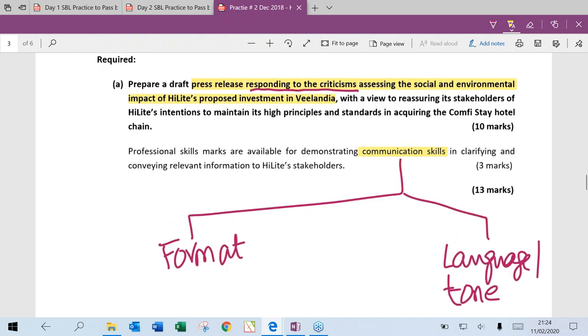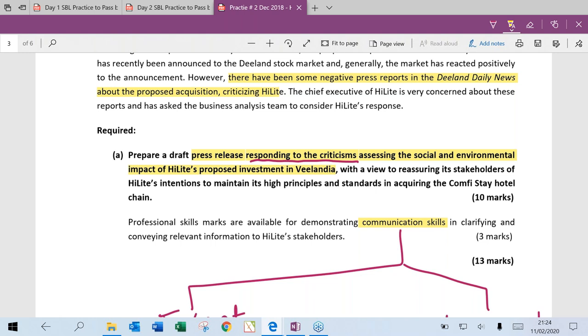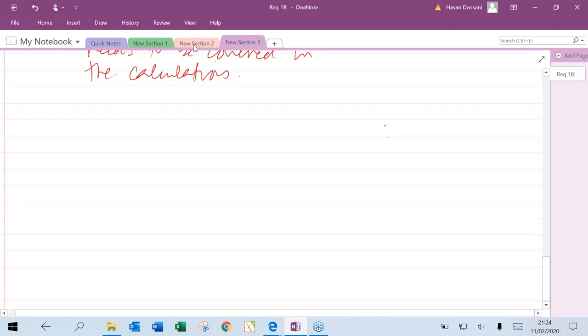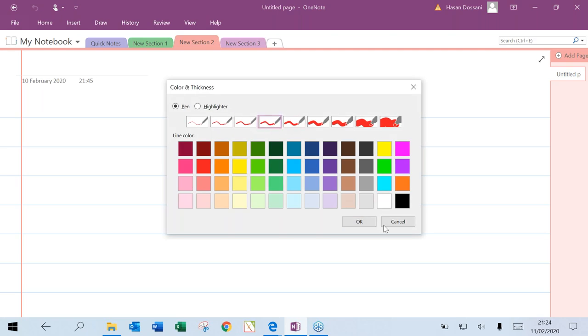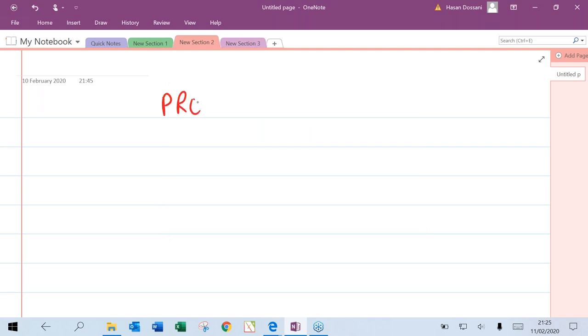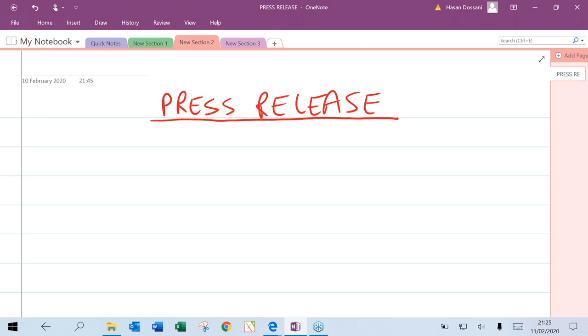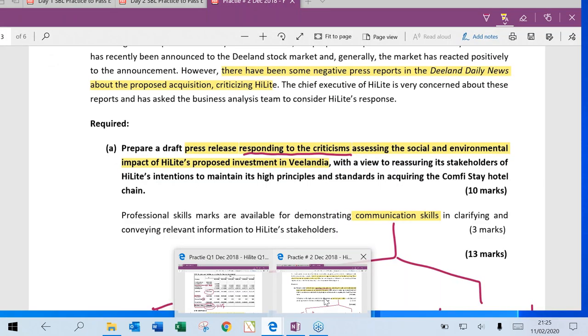Okay, so the first thing, the format of a press release. As usual, we will give a big heading in the center called press release. This is the format of a press release, and we need to give a heading on what this press release is all about. So think of a heading. I can read the requirements. Prepare a press release responding to the criticisms, assessing the social and environmental impact of Highlight's proposed investment in Vilandia. Okay.